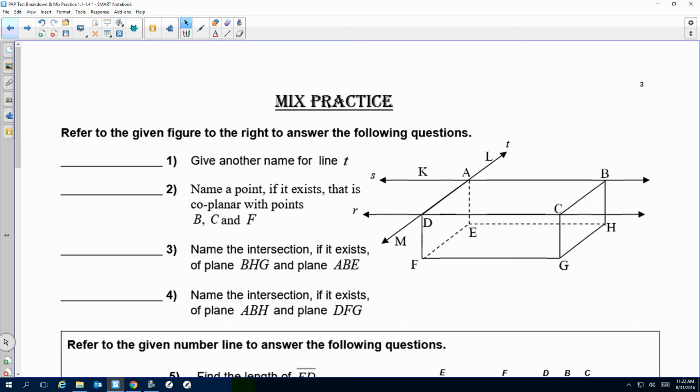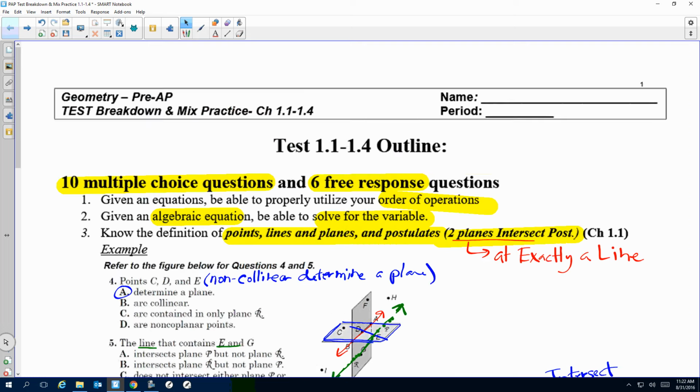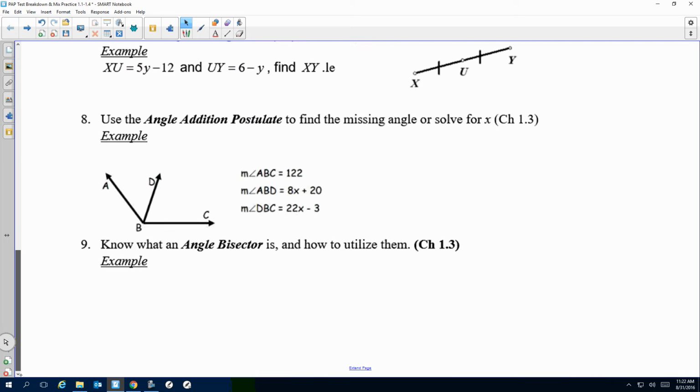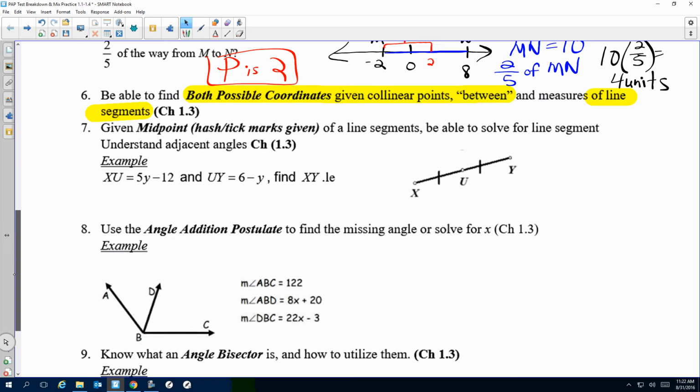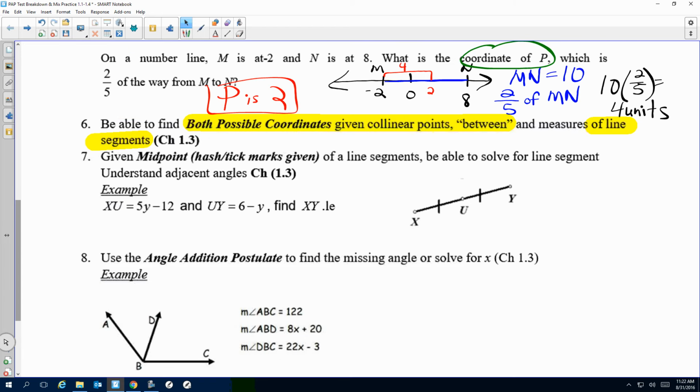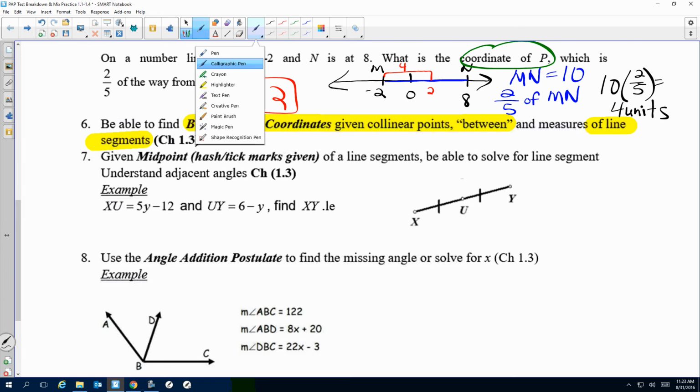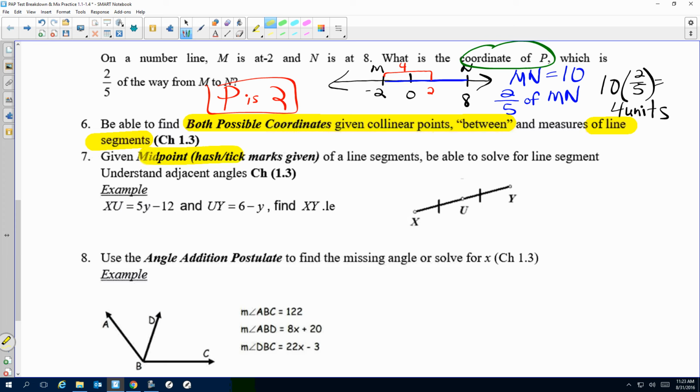Back to our outline. Let's finish this up. So I talked about, make sure we know how to read a midpoint using hash or tick marks, okay? And the angle addition postulate, I'll talk about what that is for.